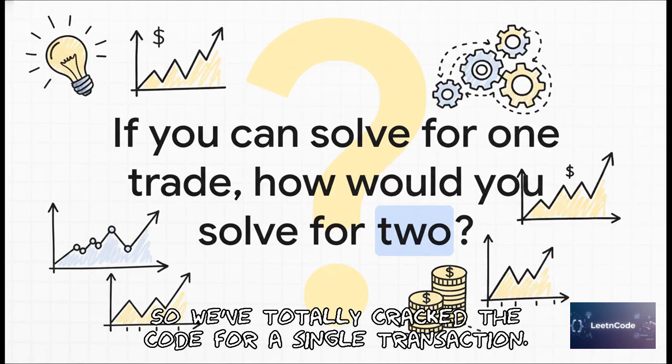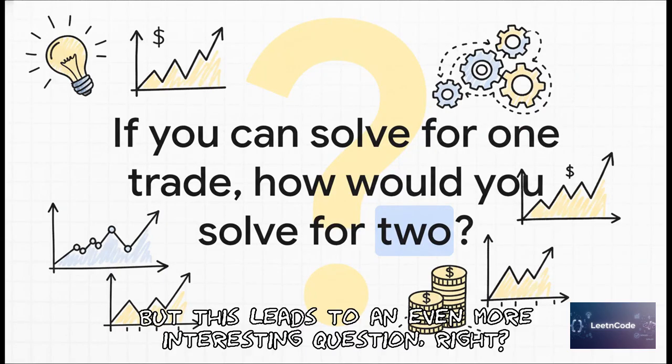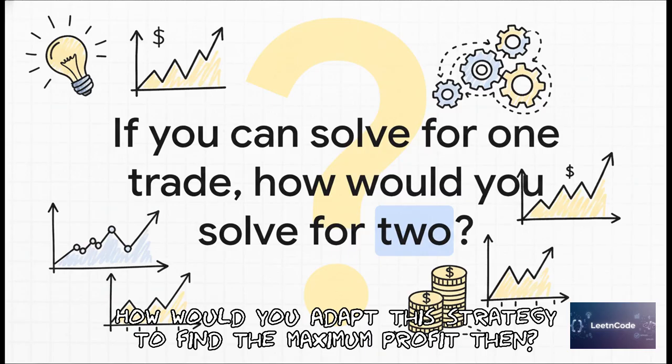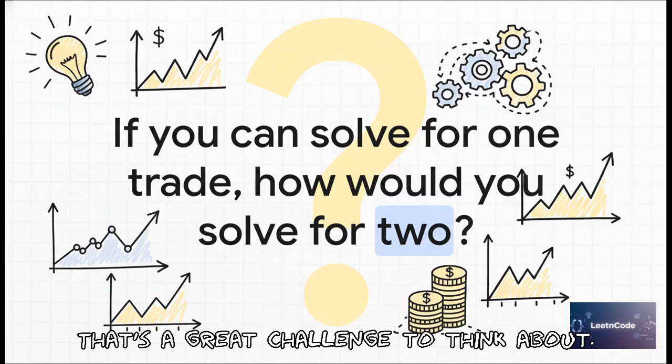So we've totally cracked the code for a single transaction. But this leads to an even more interesting question, right? What if you were allowed to make 2 trades? How would you adapt this strategy to find the maximum profit then? That's a great challenge to think about.